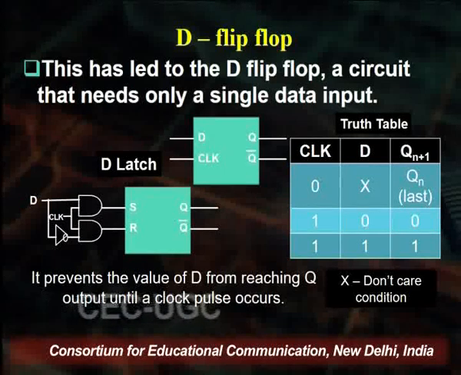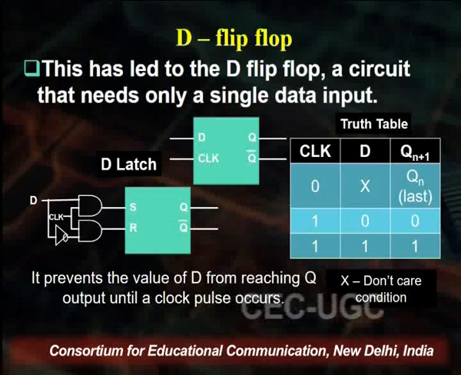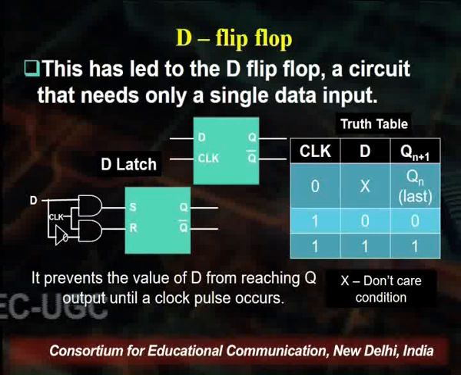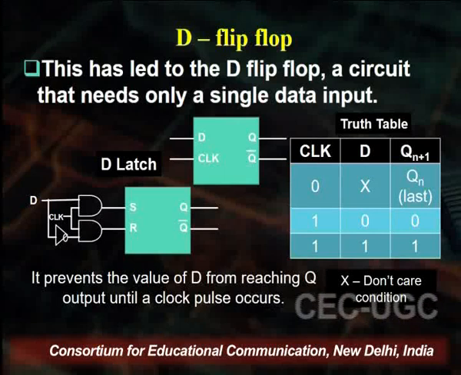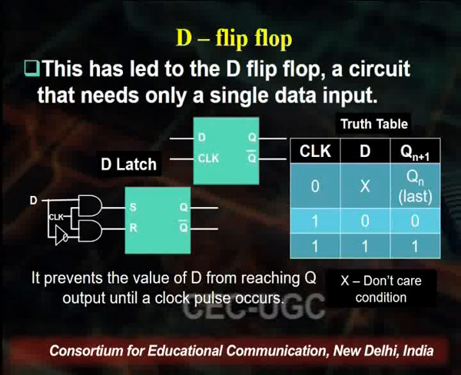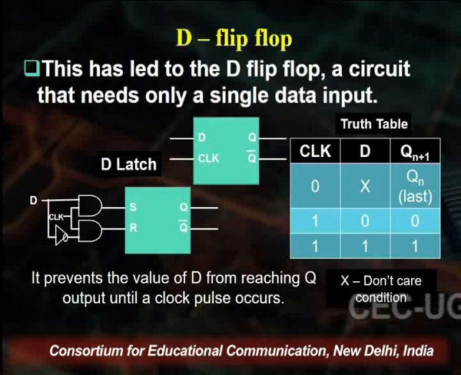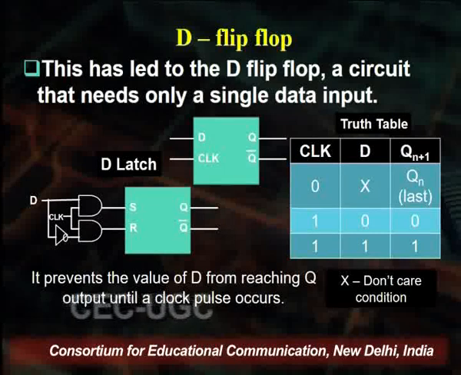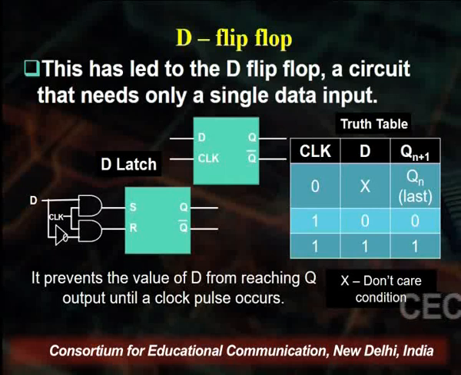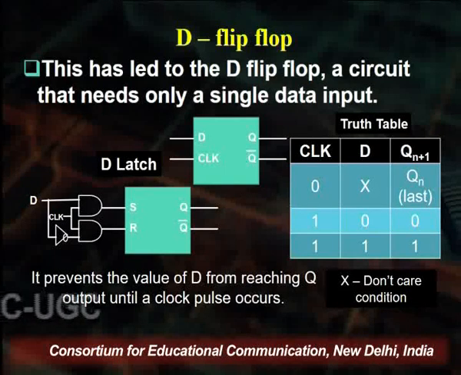So looking at the truth table, we see that till the time the clock is 0, again the value of D goes to don't care, and irrespective of whether its value is 0 or 1, the last state is output from the D latch. When clock is 1 or enable is high, then if the value of D is 0, the next state output from the D latch or the D flip-flop is 0. If D is 1, the output is 1.